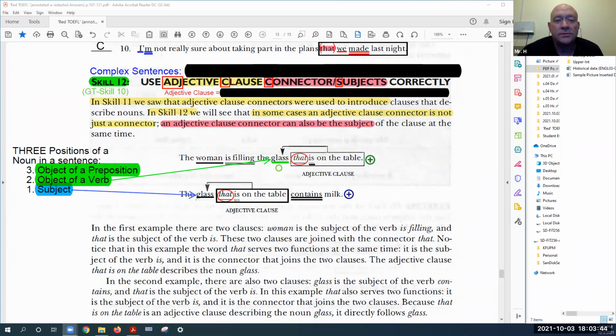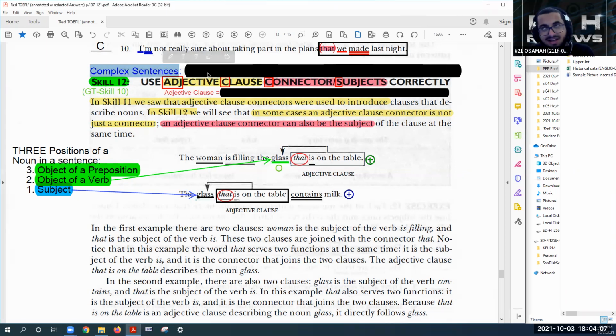Osama, what do you see? Skill 12. Skill number 12. At the top, what does it say? Complex sentence. And what is that? I mean, what is a complex sentence? It contains an independent clause and one or more dependent clauses.